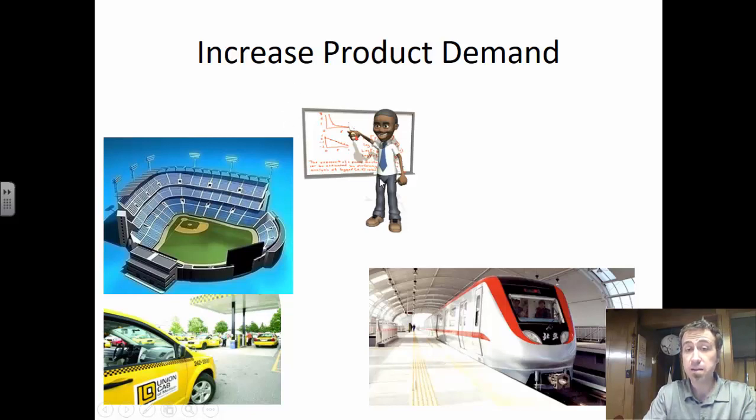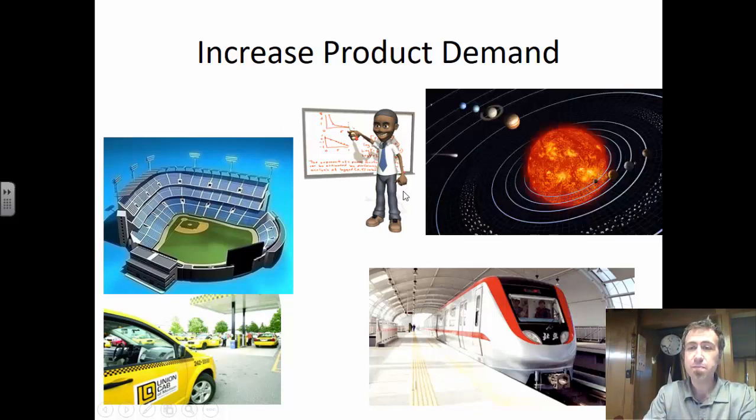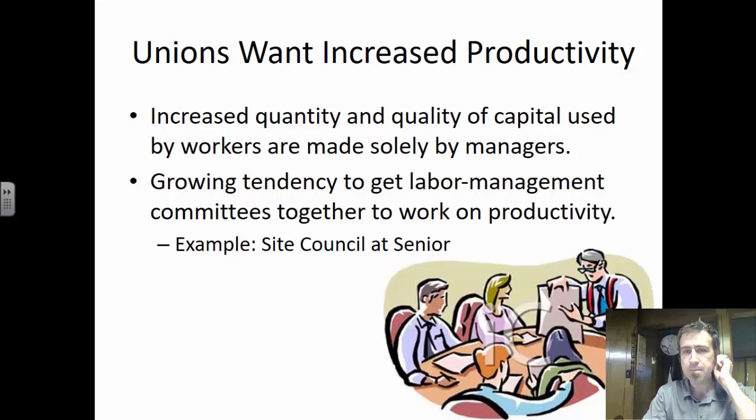They might lobby for teachers for the government, talk about the importance of teaching and education. If they're working on getting certain people hired, like space engineers or something like that, they might argue for the importance of exploring space and things like that. So again, these are some examples of how they might increase product demand.